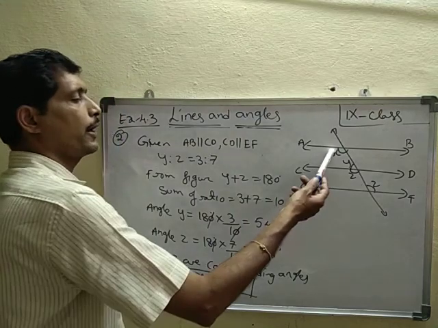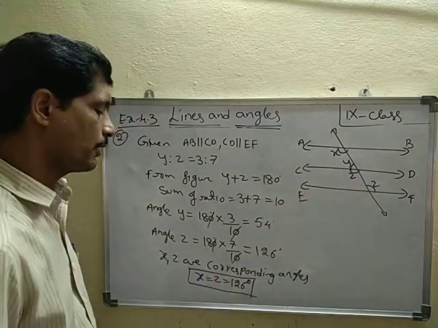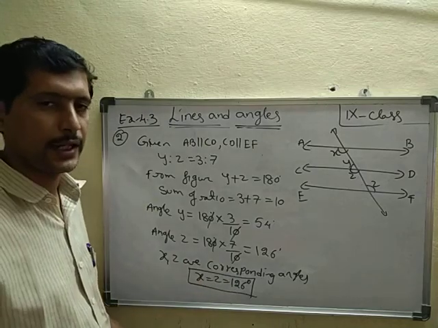X and z are corresponding angles. Therefore, x equal to z equal to that is 126 degrees. Okay.